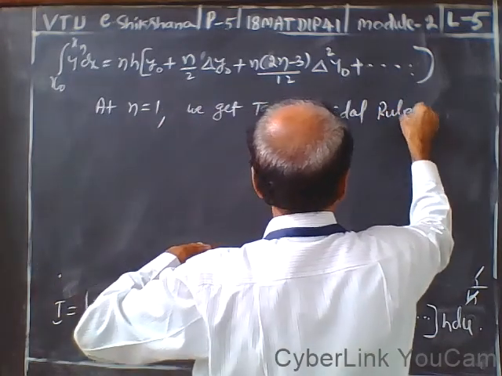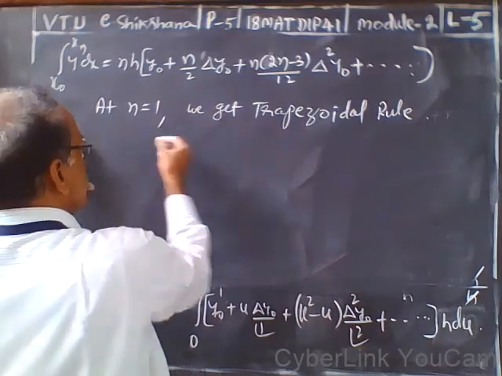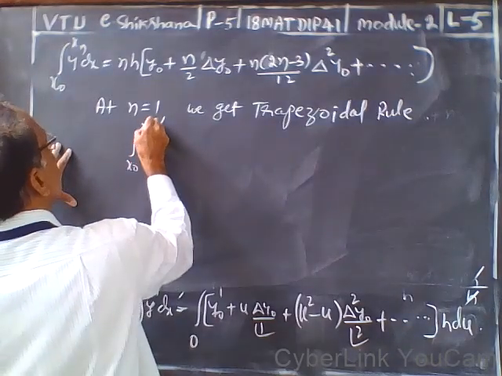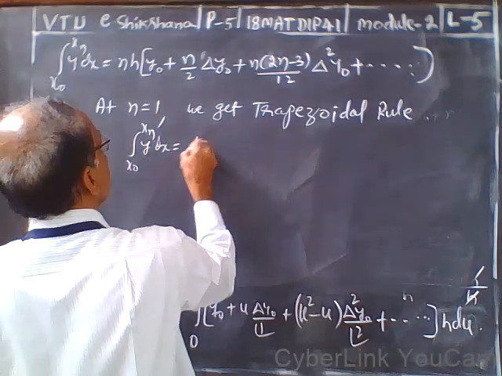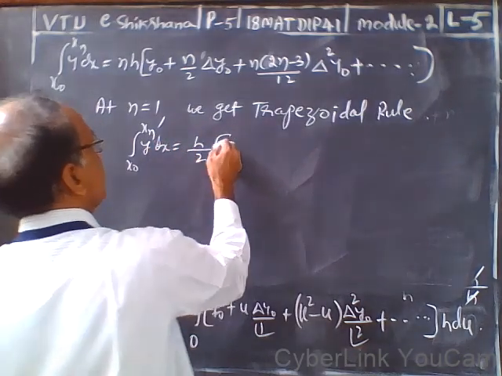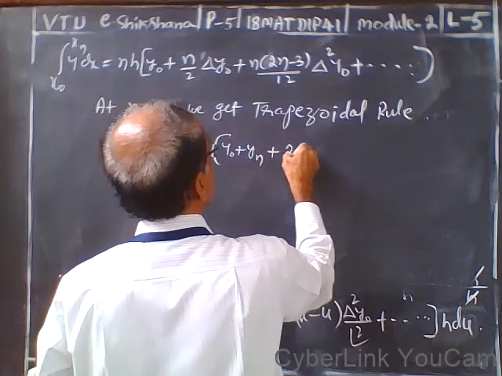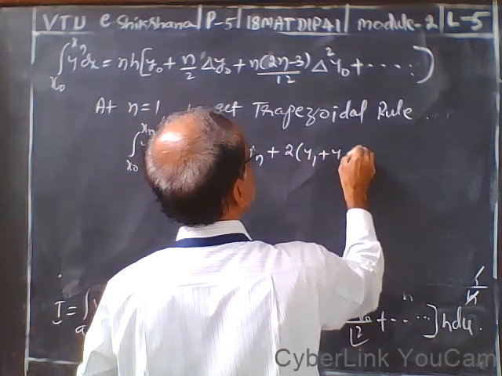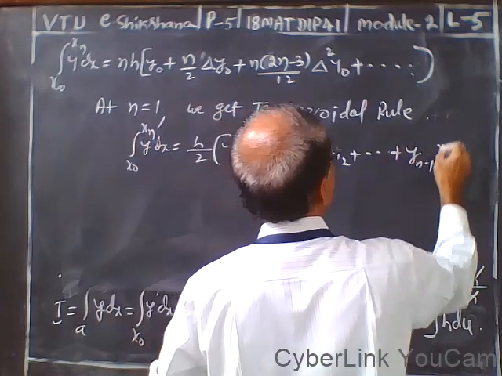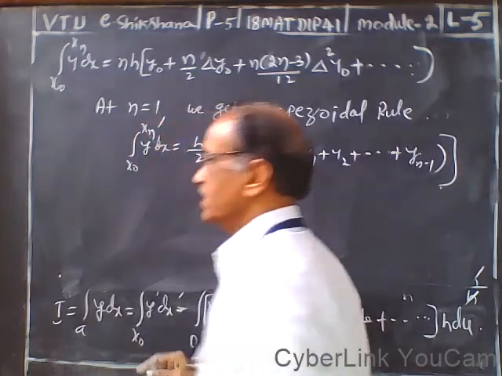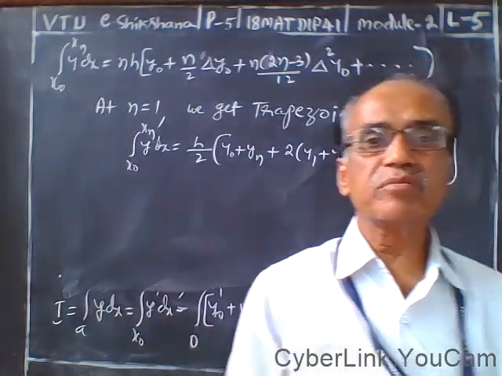In the trapezoidal rule, that is n equal to 1, meaning x0 to x1, x1 to x2, up to xn, if you add all the values, the integral of y dx is equal to h by 2 multiplied by y0 plus yn plus 2 times y1 plus y2 plus so on plus yn minus 1. So this is the result you are getting.